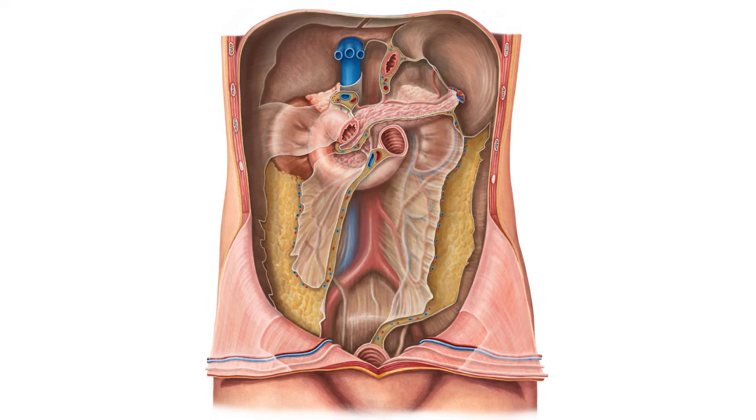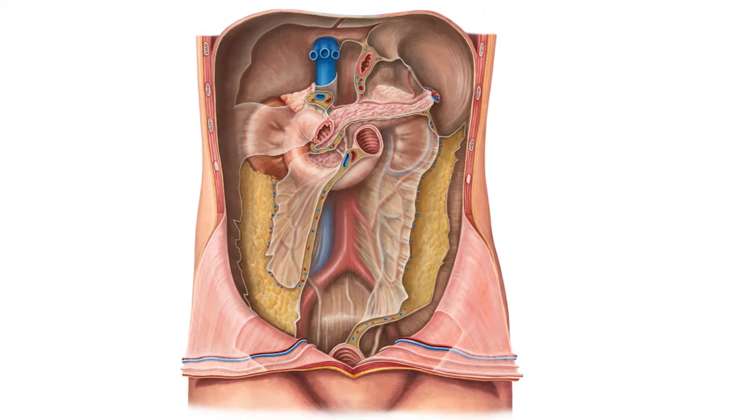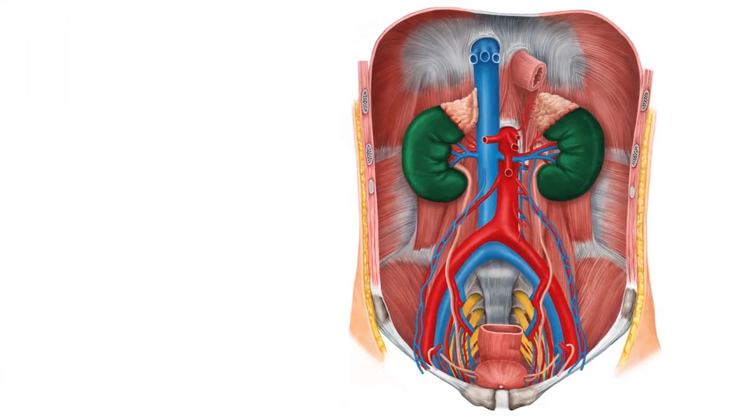We can also see that there's lots of structures that are in close proximity to the kidneys, such as the duodenum here and the pancreas here. We will go through several of these structures during this tutorial. So the first thing I want to cover is the structure and function of the kidneys.